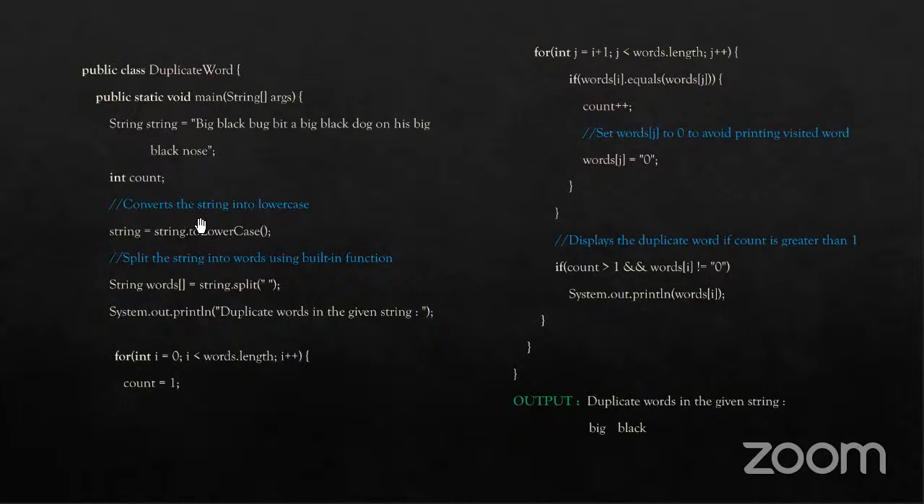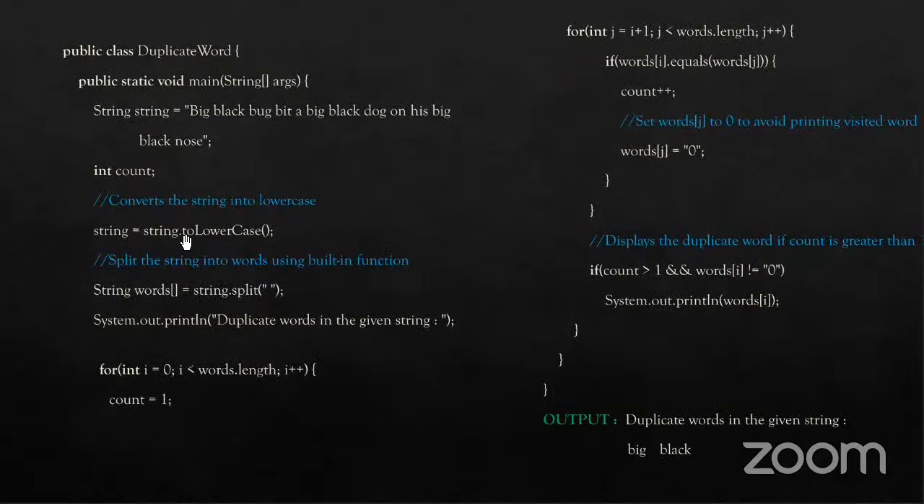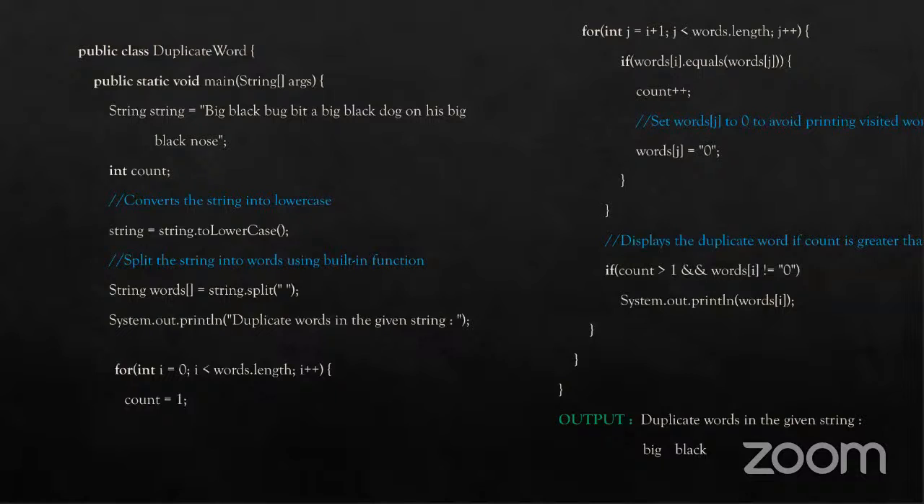As I said in the algorithm, we need to convert the string into lowercase, right? So here, string dot toLowerCase. The toLowerCase method is a method in the string class itself to convert a string to lowercase. Why? Because we are comparing the words, and a string is case sensitive. So if one word has a big B and the next word has a small b, these will not be considered equal words.